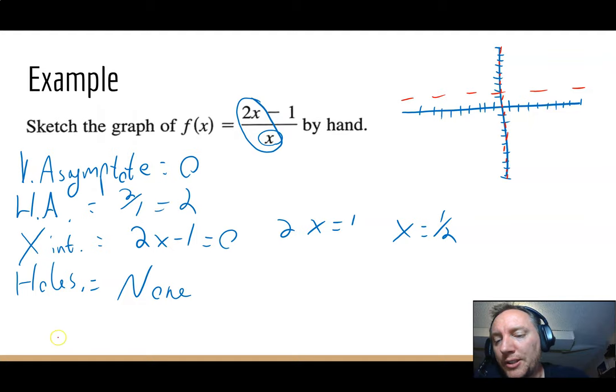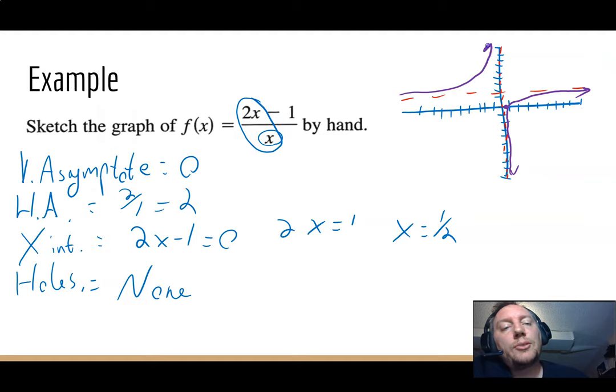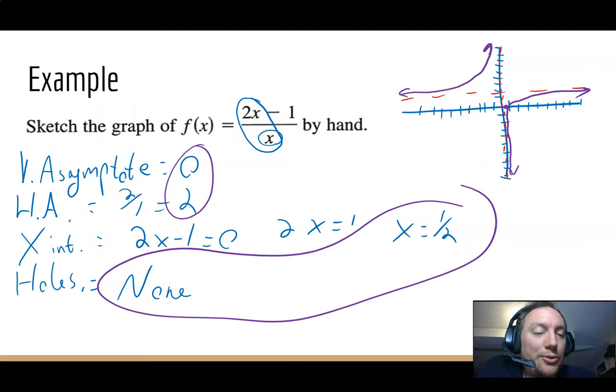So one last piece of information we have, let me change the color again, let's go with purple, is the x-intercept is 1/2. So I've got a point there. A point there tells me that on the right, it has to be on the bottom because I've got a point on the bottom. So on the left, it's going to be on the top because it's just the opposite. If one side's on the top, the other one's on the bottom and vice versa. So find your asymptotes, find x-intercepts and holes if there are any, and then throw them on a graph.